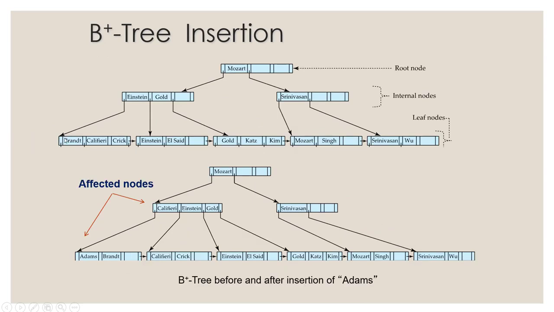Okay, so we have Adams, Brent, Calfrey, and Crick. So out of the four, the middle value gets promoted up, which is Calfrey. Okay, so there is space for Calfrey here, so I'm just going to put that right here. And based on the new values, we're going to rearrange the actual leaf nodes, the actual data, to follow the rule for the roots, the index.